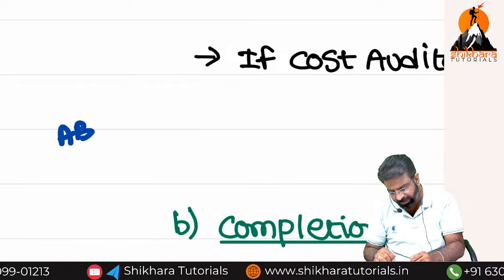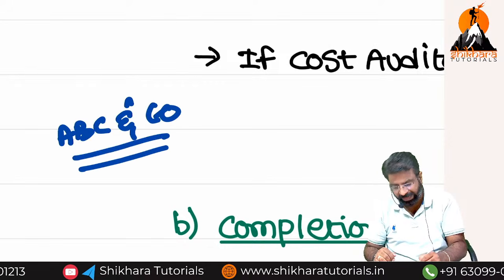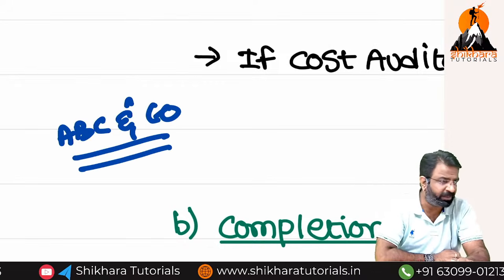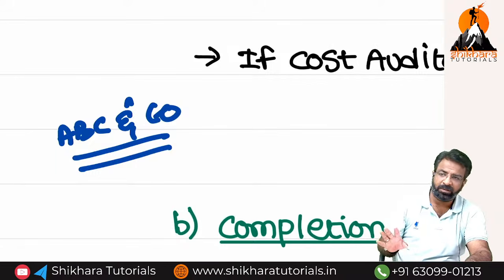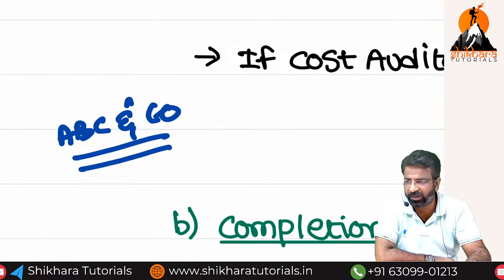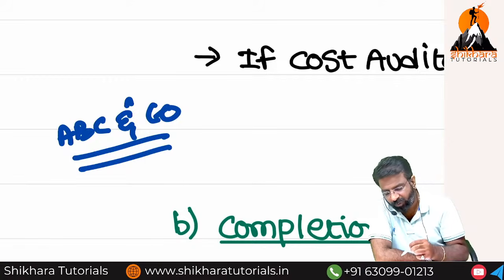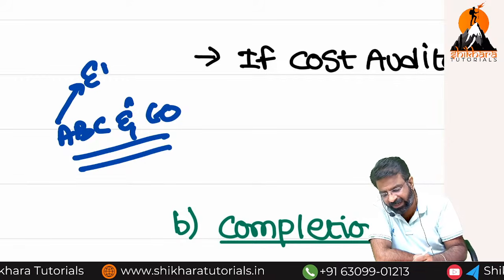ABC and Co. cost auditors have been appointed. What is the name of the firm? ABC. All 3 are what? Practicing CMAs, and they got appointed as a cost auditor, right? Out of ABC, A was an engagement partner.